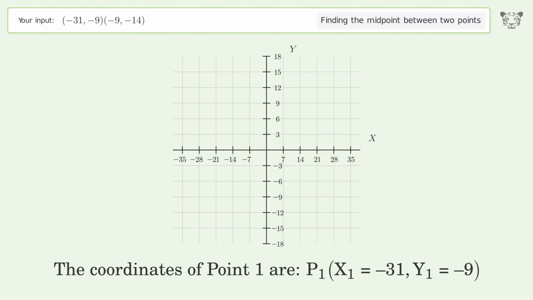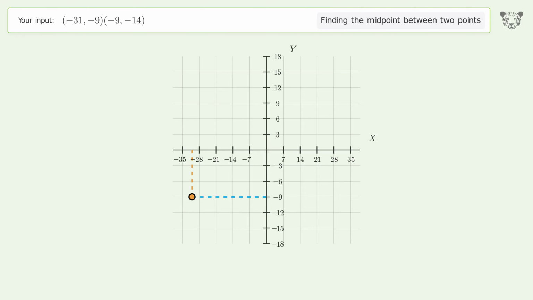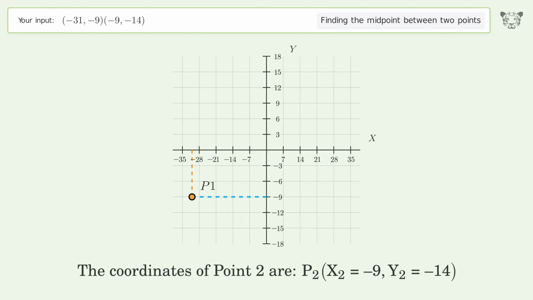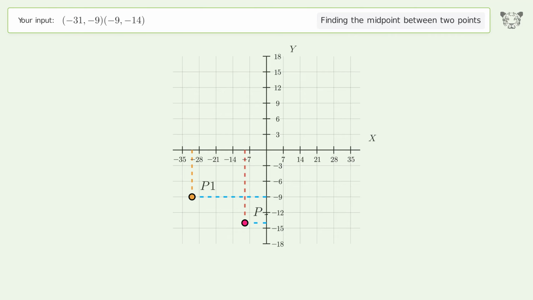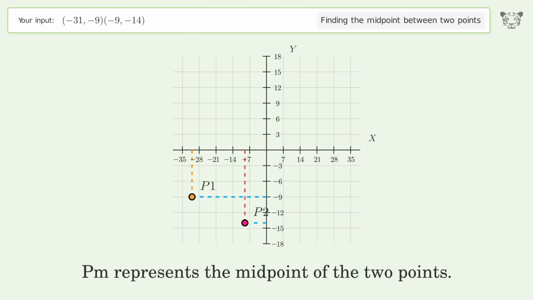The coordinates of point 1 are, x1 equals -31, y1 equals -9. The coordinates of point 2 are, x2 equals -9, y2 equals -14. PM represents the midpoint of the 2 points.